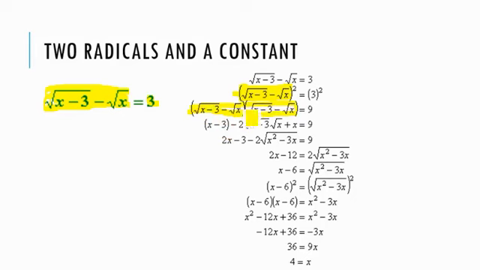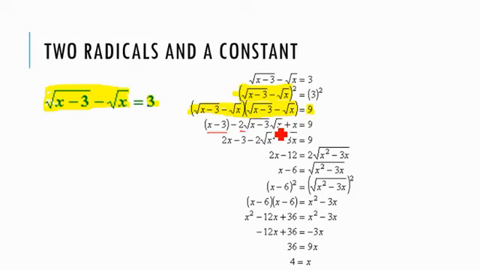Square root of x minus 3 minus square root of x, squared, equals 9. Notice on the right side we just squared 3 and got 9. So if I multiply the square root of x minus 3 times the square root of x minus 3, I'm going to get x minus 3. If I multiply square root of x minus 3 times the square root of x, and then the square root of x times the square root of x minus 3, I get 2 of them, and they are negative.